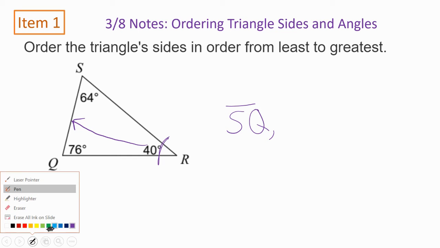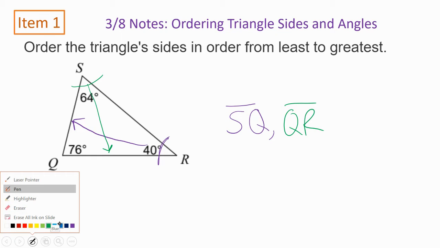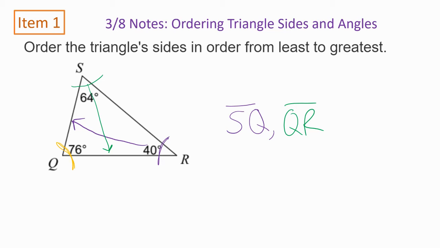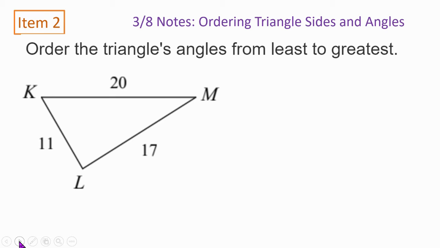All right, now we're going to find the next size angle. So this one's the smallest, this one's the next smallest. So the side opposite is going to be QR. And then last but not least, the 76 is the largest angle, so that one's going to be last, and the side opposite is going to be SR. All right, so now that we labeled the sides in order, now we're going to do our angles in order. So once again, pause it, try it yourself, unpause it to see if you did it right.